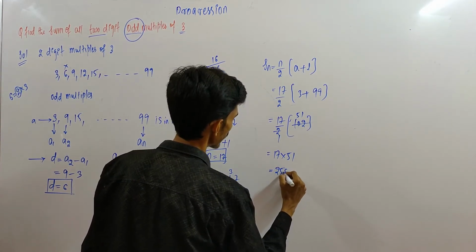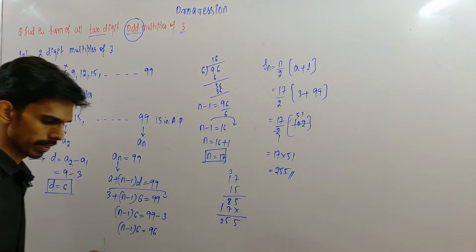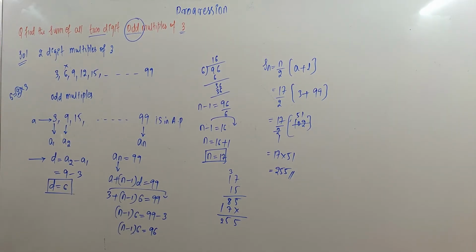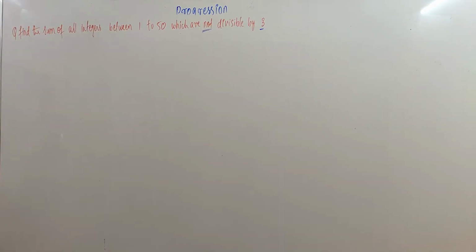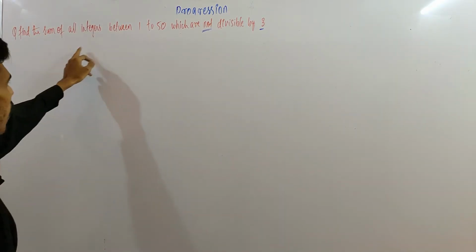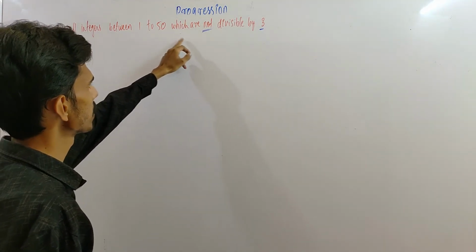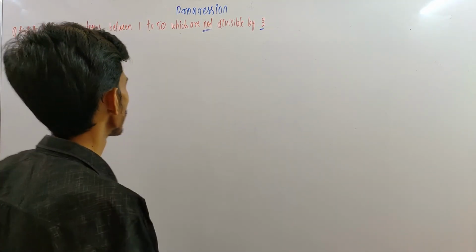So 255 is the sum of numbers. Find the sum of all integers between 1 to 50 which are not divisible by 3.